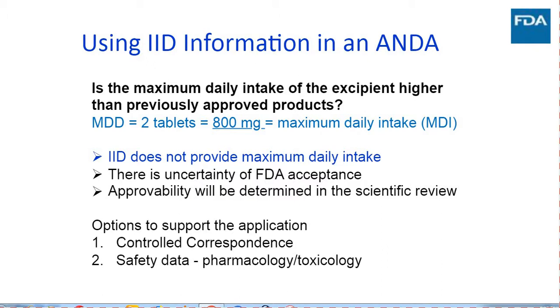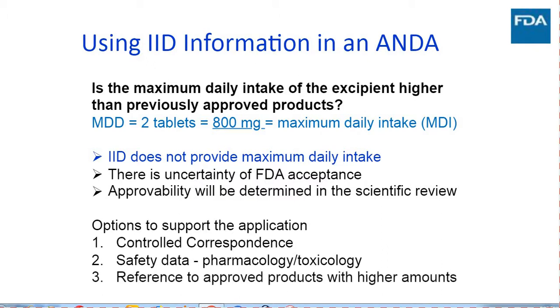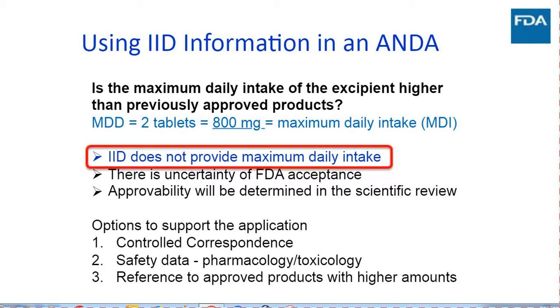And finally, you can also reference an approved product that you might know about that has a higher level of use. Not everything is listed in the IID historically, and you may have a drug product where you know this particular excipient was used at a higher level. And if you want to reference that, you can do that as well.